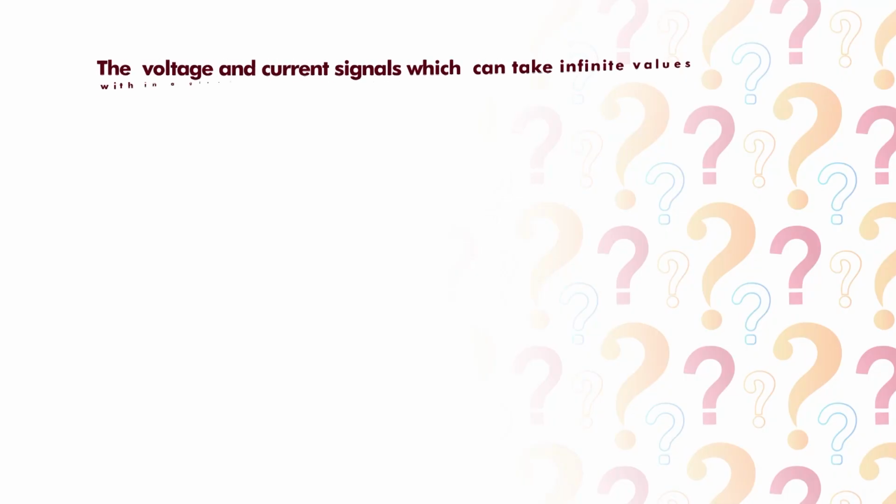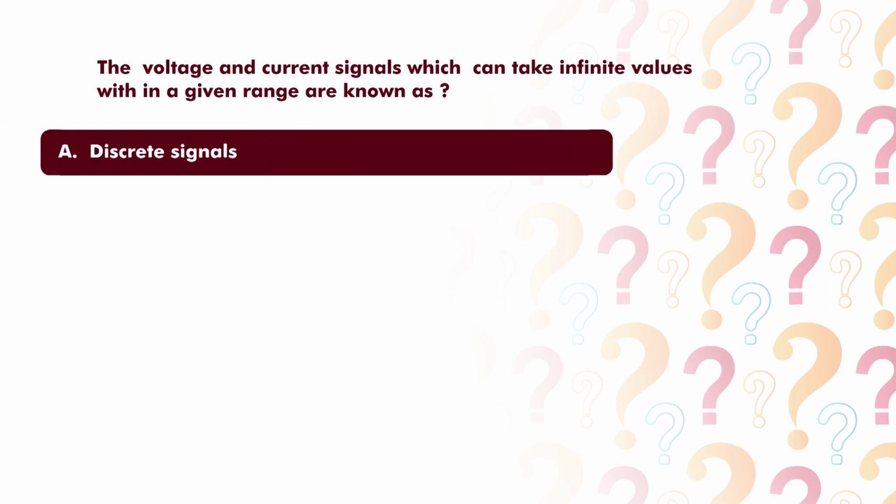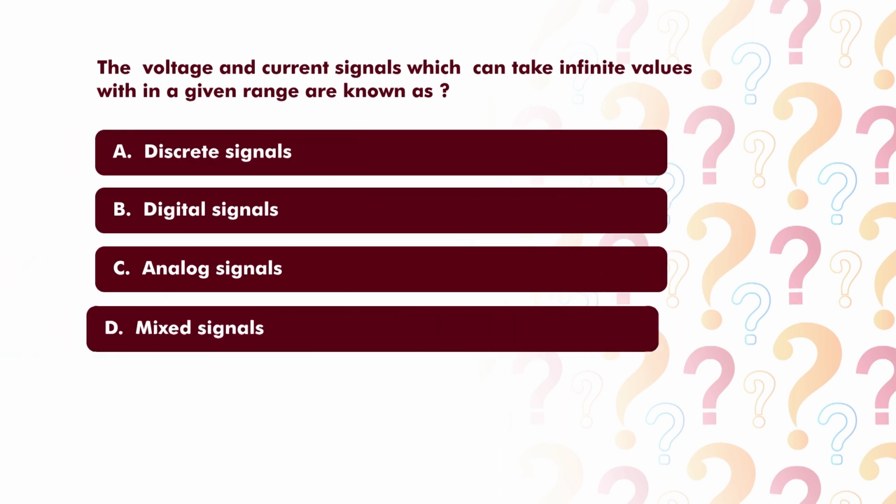Now, we will start doing some review questions. The first question is, the voltage and current signals which can take infinite values within a given range are known as, there are 4 options. The first is the discrete signal, the second option is the digital signal, the third is an analog signal, and the fourth is mixed signal. So, what will be the right answer? The right answer will be the analog signal.